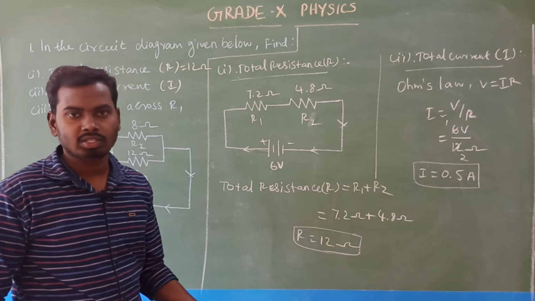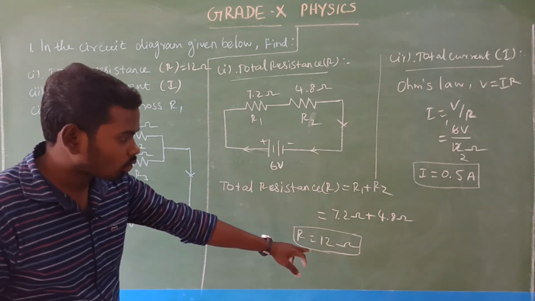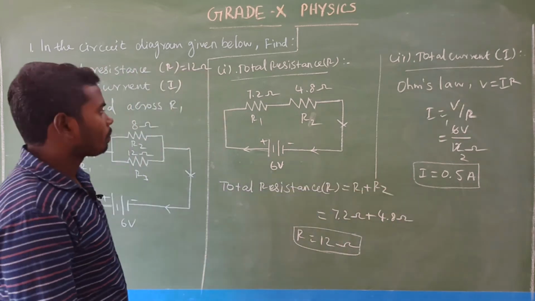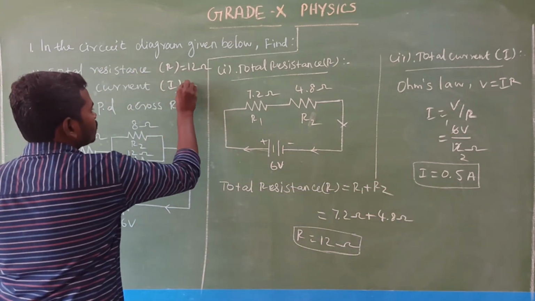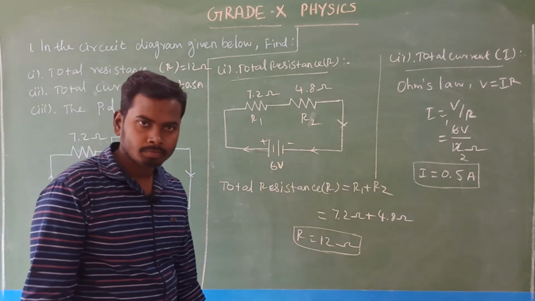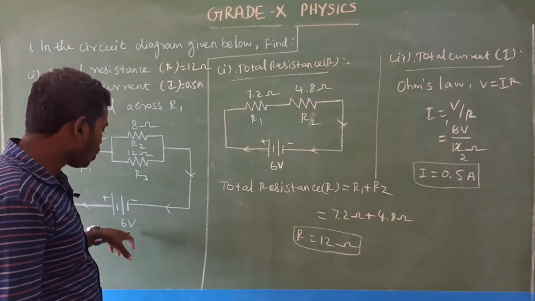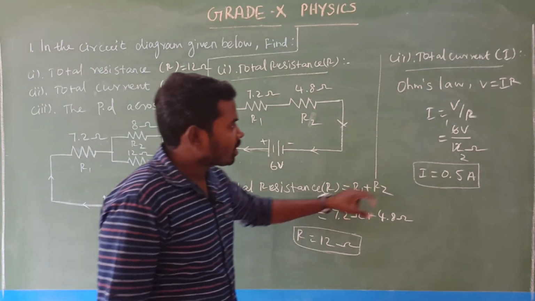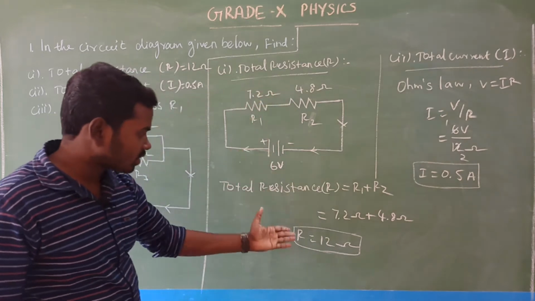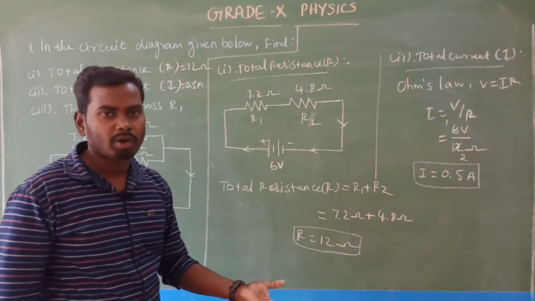It's a very easy one. Don't get confused. So the total resistance value is 12 ohm and the total current value is 0.5 ampere. V means the total voltage, 6 volt, and R is the total resistance, 12. So 6 by 12 is equal to 1 by 2, and 1 by 2 is 0.5 ampere.